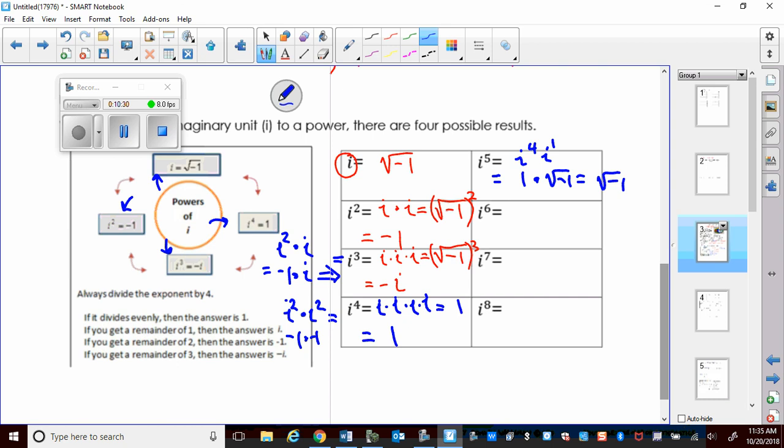Now i to the sixth, I'm going to break this apart. And I get i to the fourth, and in order to make this equal, I need 2 more i's, so i squared. Okay? And simplifying this, i to the fourth equals 1, times negative 1, or negative 1.